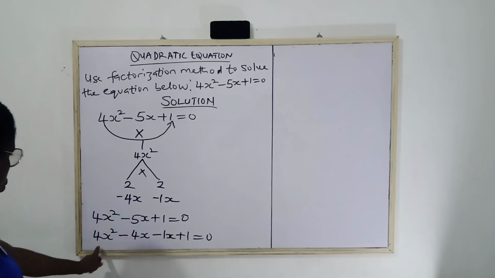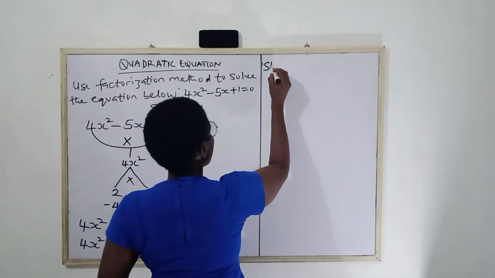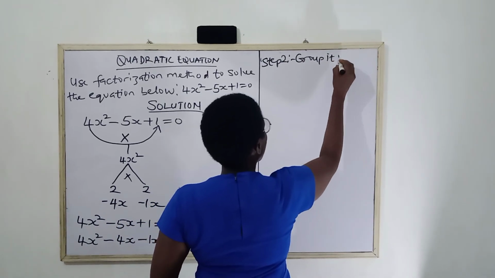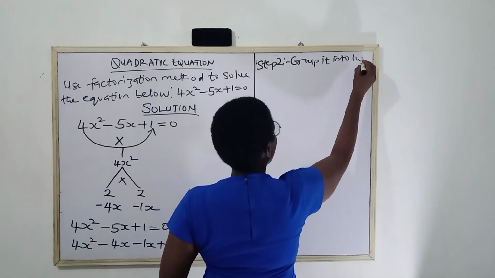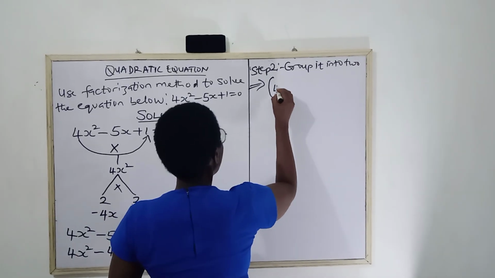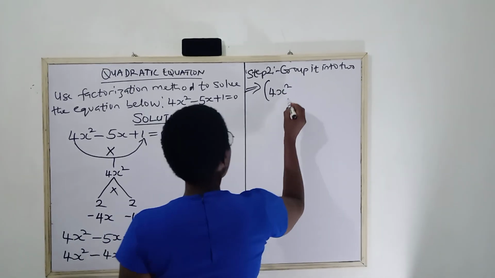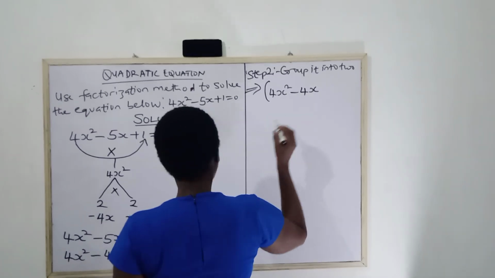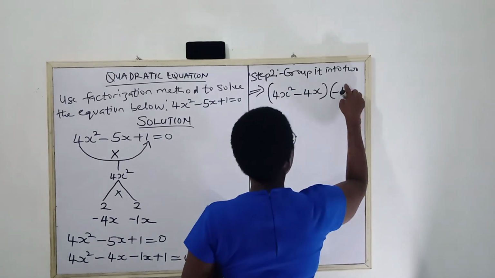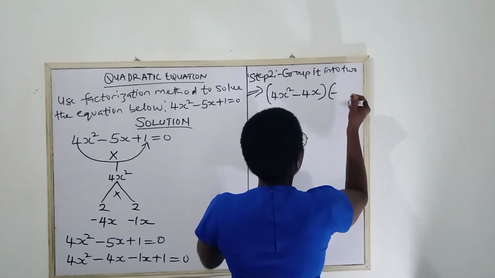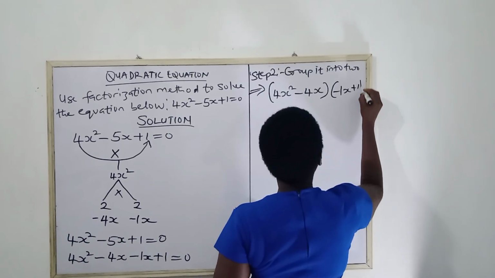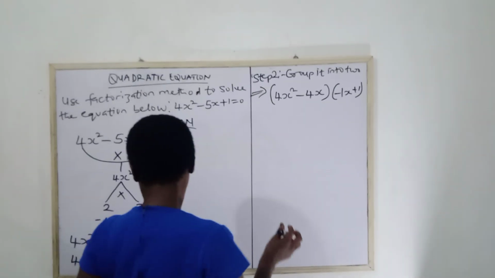Now, the next step is to group it into 2. Step 2, group it into 2. That is, you write this and this together: 4x squared minus 4x, that's the first group. Then the second one is minus 1x plus 1. Now, we have grouped it together. It's equal to 0.